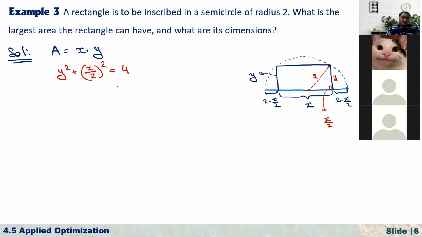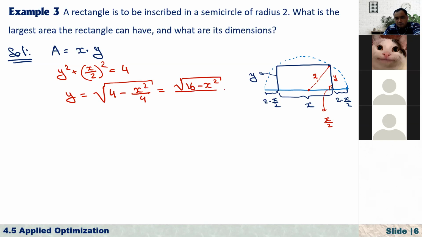Now from here, either I can express y in terms of x or x in terms of y. So let's just use x here. So y will be equal to the square root of 4 minus x squared over 4, right? Which is equal to the square root of 16 minus x squared over the square root of 4, that's equal to 2. So this is how x and y are related to each other. Okay, so that's our first step.